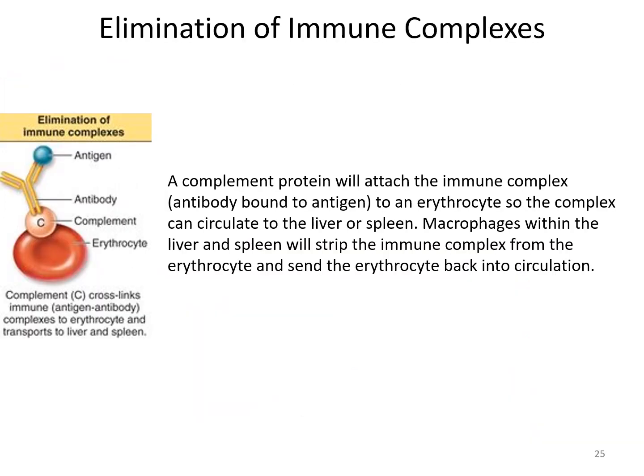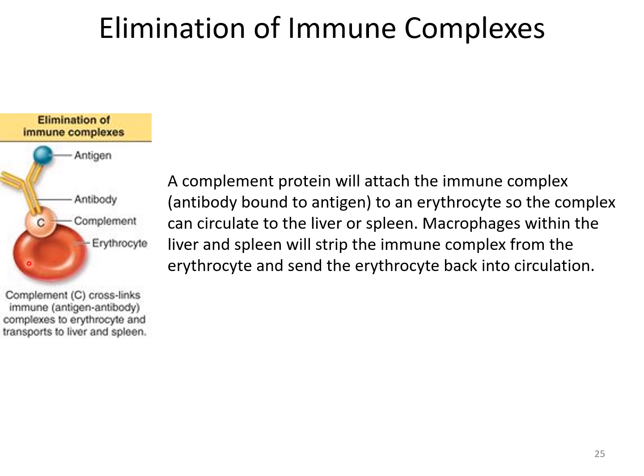Elimination of immune complex. Complement protein will attach to an immune complex. So when I say immune complex, I'm talking about an antigen bound to an antibody. Here's our antigen. Here's our antibody. This is an immune complex right there, those two things. So the complement protein will bind to that. Here's our complement protein. It binds to the whole immune complex, and then it can also bind to an erythrocyte or a red blood cell.